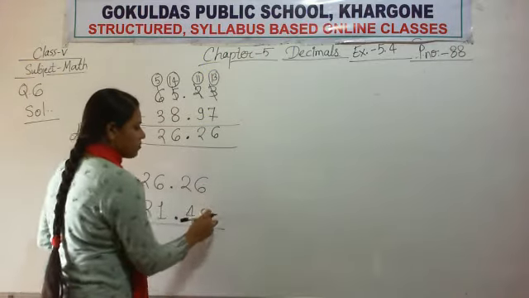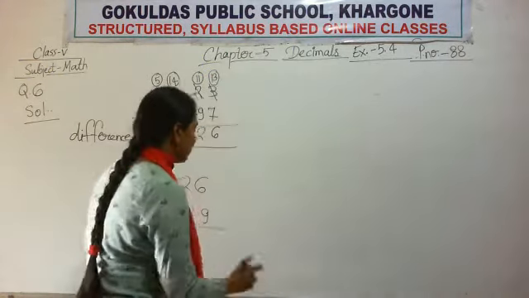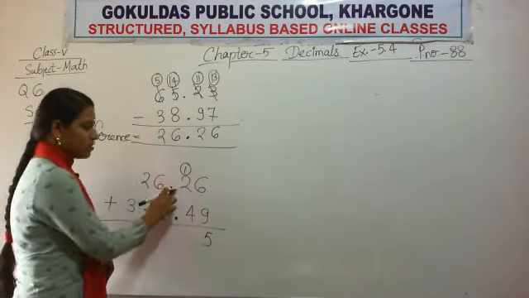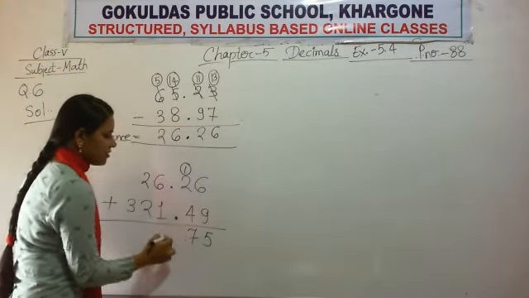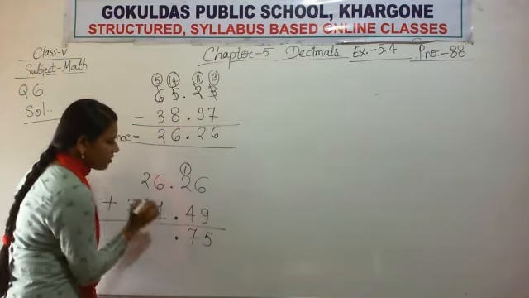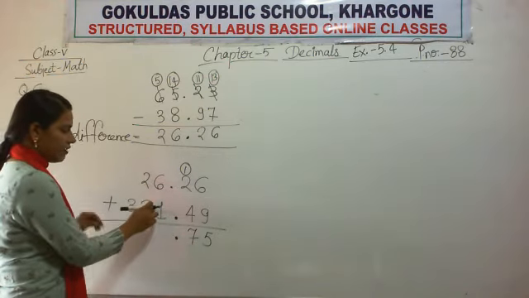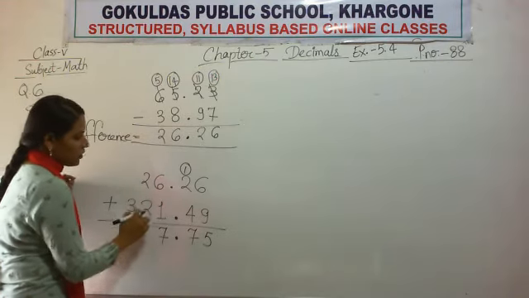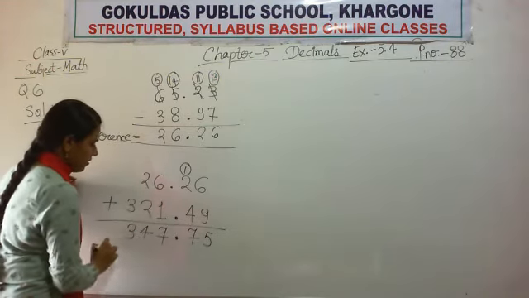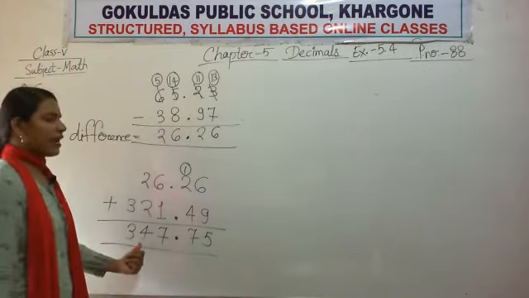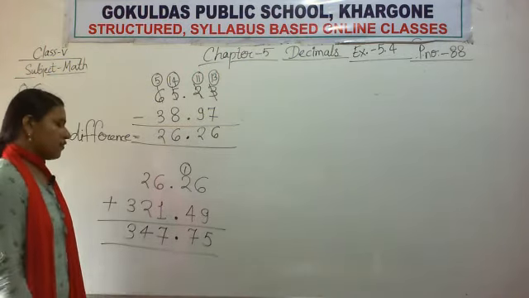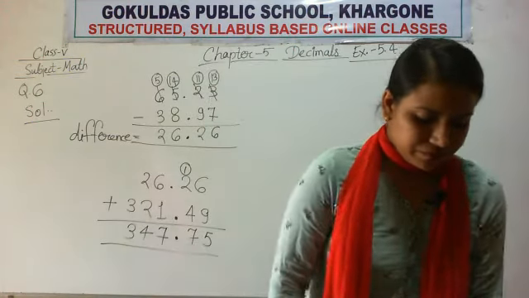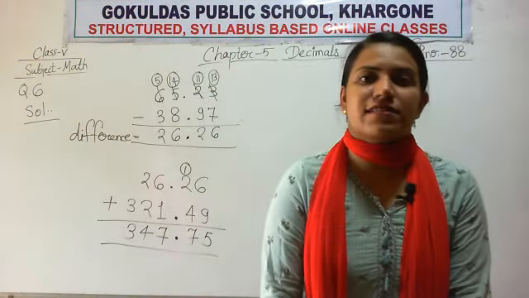Now add them. 6 plus 9 is 15. So write 5, 1 carry forward. 1 plus 2 is 3. 3 plus 4 is 7. Copy down this decimal. Now add both numbers. 6 plus 1 is 7. 2 plus 2 is 4. And 3 as it is. So after adding, our final answer is 347.75.